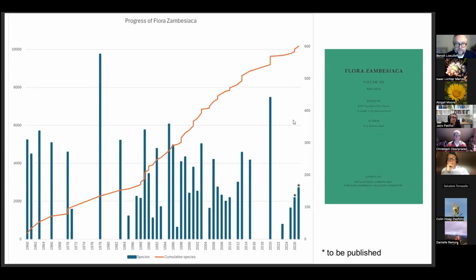Here we have the progress of the flora. We still have a few volumes to publish. It is divided into different periods, the first with Hiram Wild and Exell until the early 70s. Then, due to the political context in Portugal, Portugal decided to leave this project, as well as the Natural History Museum. So in 72, Kew Gardens took over this project.